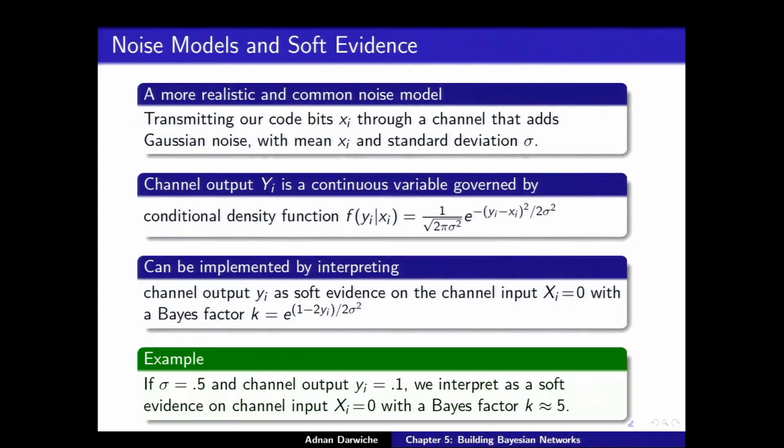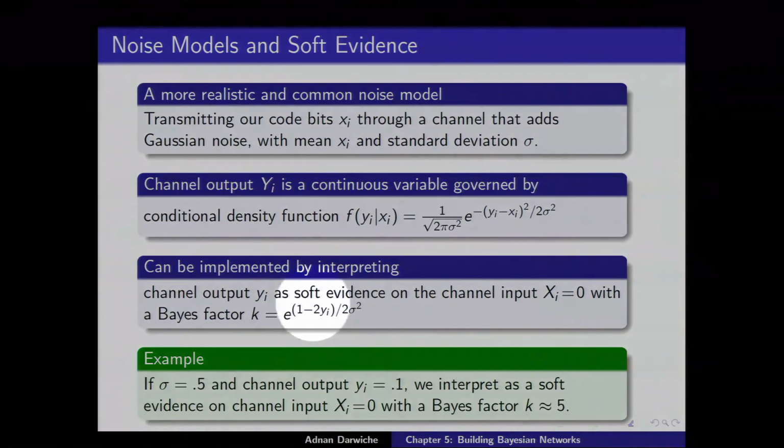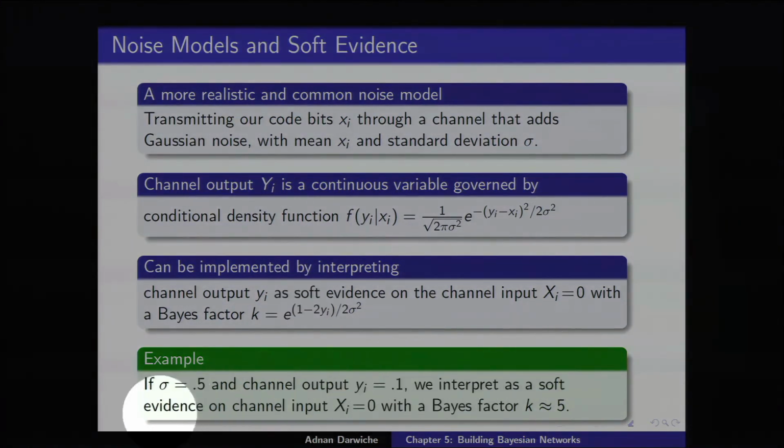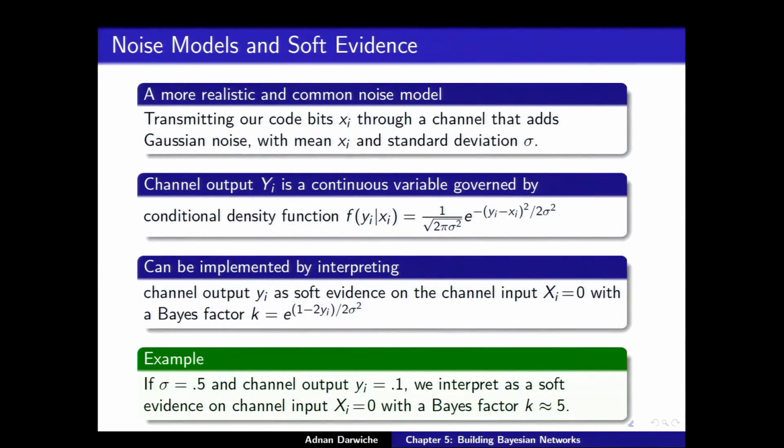So, for example, you say the standard deviation here is half, and I received an output of 0.1. You can interpret this as soft evidence with a Bayes factor k of around 5 by just plugging in numbers in that formula. And then you know how to incorporate this in a Bayesian network. You add a sensor, you pick its false positive and false negative rates that correspond to this, and you will basically have the same effect. We're good?